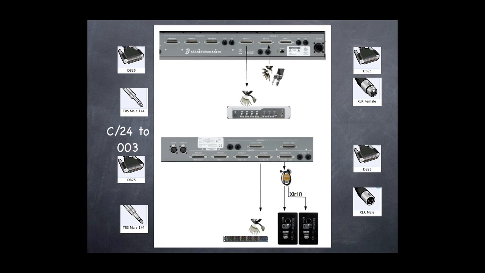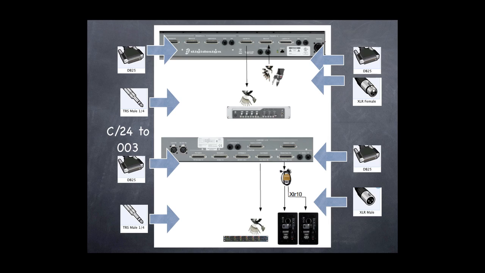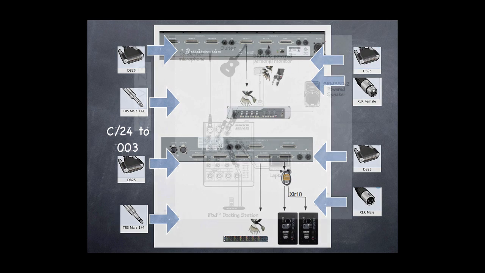This is a C24 connecting to a 003, both DigiDesign products. And as you can see, there are DB25 connections and XLR and quarter-inch connections that go to the various inputs and outputs. Now those cable pictures will not be there, but they'll have to drop the cables and connections to the right places in order to pass the level.